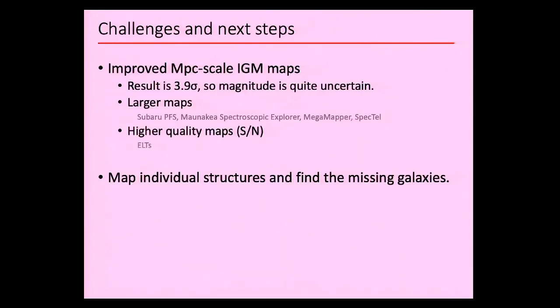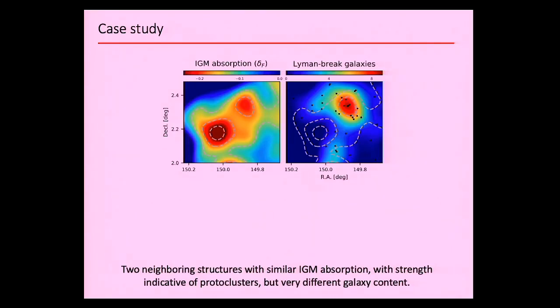So how do we actually verify this? One way is to just get bigger or better IGM maps. This is basically like a 4 sigma result right now, so it's very uncertain in terms of its magnitude. We'll get much bigger maps soon, PFS will do this. There are a lot of proposed highly multiplexed facilities that could also greatly expand the volume, which I'll talk about in a minute. With the ELTs, we'll get better maps with a far higher density of sightlines. But what we can really do now is to take some of these UV dim protoclusters that we see in the IGM maps and try to map them out and find the missing galaxies. That's kind of the ultimate proof.